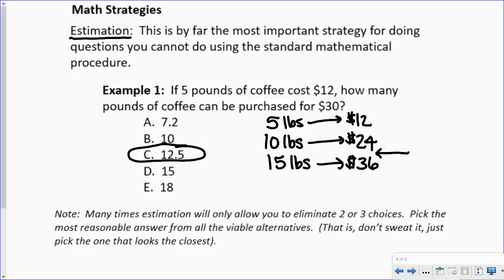Now, sometimes instead of just eliminating it down to one choice, maybe they'll have two choices. But if not, then great, you just estimated the answer.